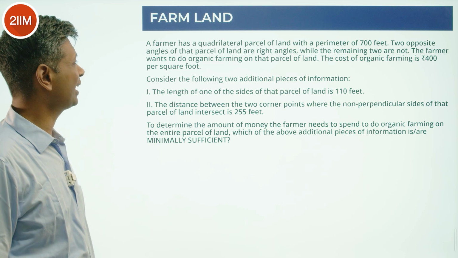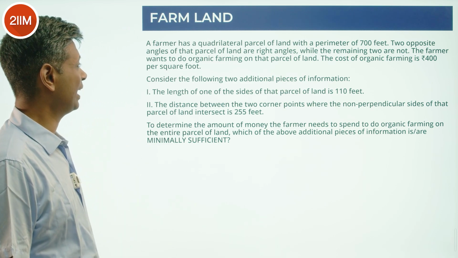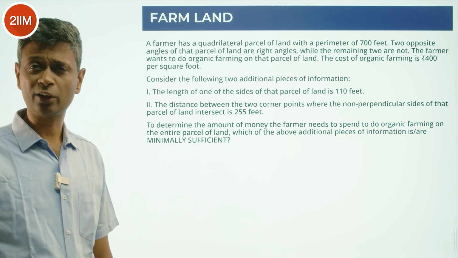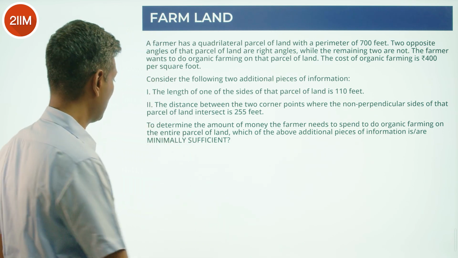A farmer has a quadrilateral piece of land with a perimeter of 700 feet. Two opposite angles of that parcel of land are right angles, while the remaining two are not. So it's not a nice rectangle. That will make life easier. So we have something like this.